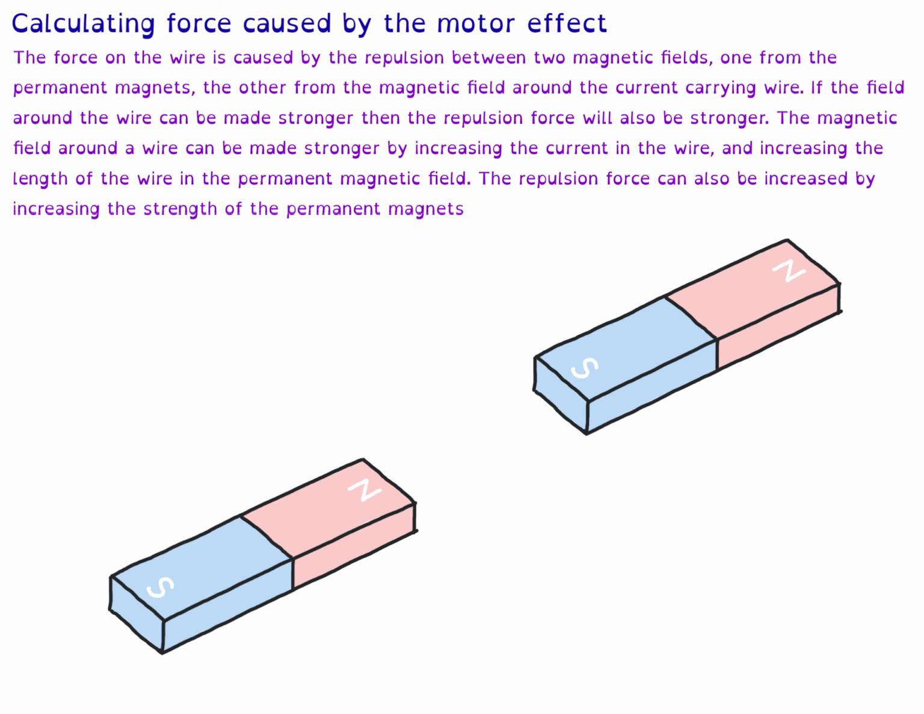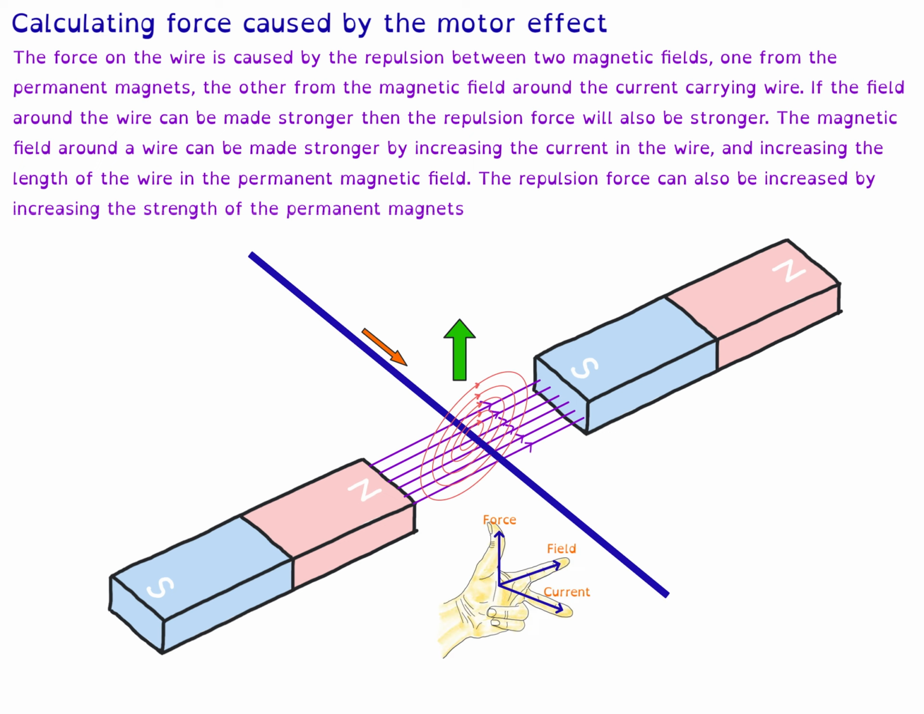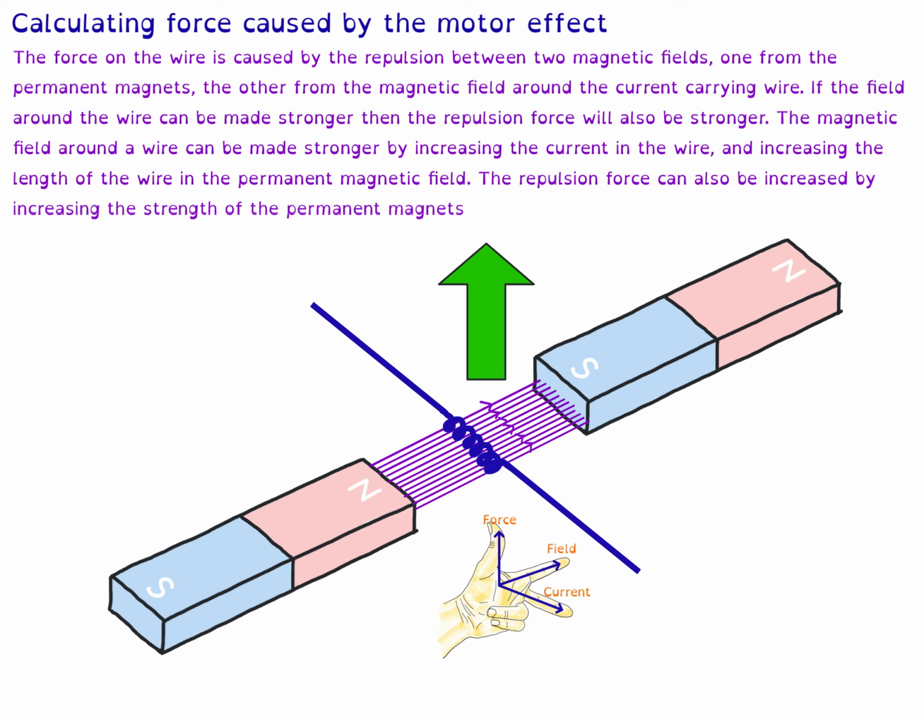The force on the wire is caused by the repulsion between two magnetic fields, one from the permanent magnets, the other from the magnetic field around the current-carrying wire. If the field around the wire can be made stronger, then the repulsion force will also be stronger. The magnetic field around the wire can be made stronger by increasing the current in the wire and increasing the length of wire in the permanent magnetic field. The repulsion force can also be increased by increasing the strength of the permanent magnets.